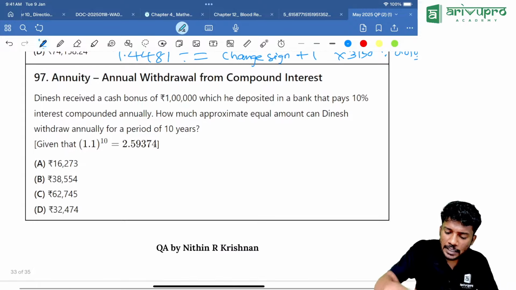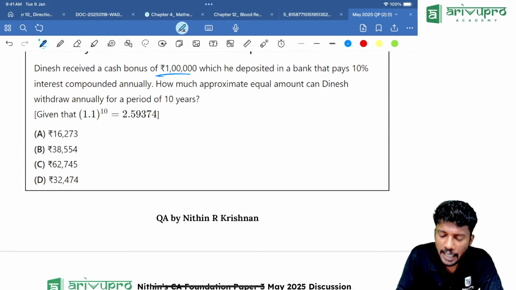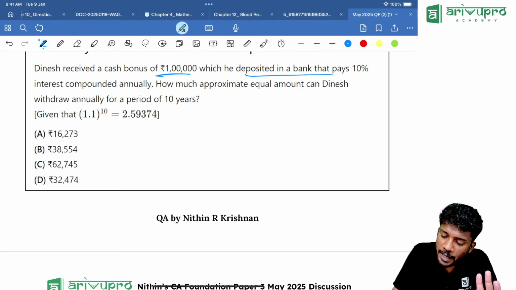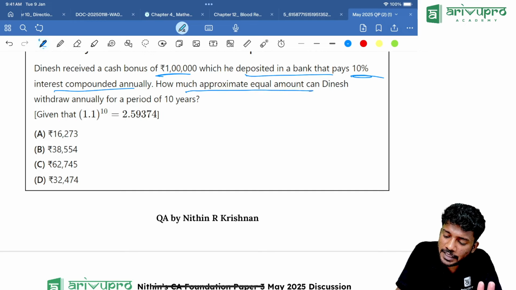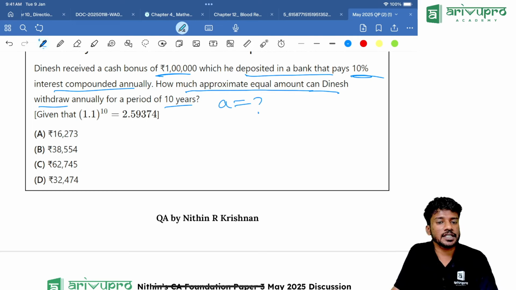Now, annuity. Okay. Dinesh received a cash bonus of 1 lakh, which he deposited in a bank at 10% interest compounded annually. How much approximate equal amount can Dinesh withdraw annually for a period of 10 years? They are asking for a value, the annuity amount. Now my question is, 1 lakh is what? Present value or future value?